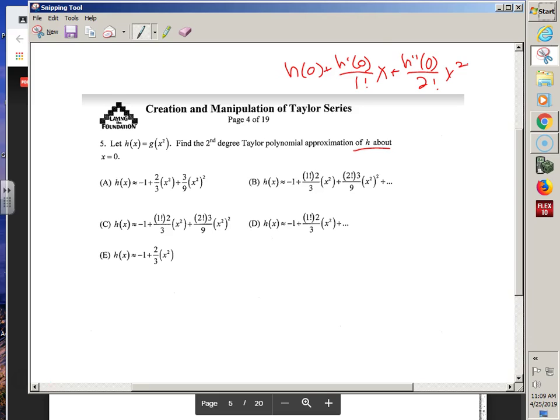H is equal to g of x squared. So shouldn't I maybe start with g? Right? Well, hold on. G of x has a Taylor polynomial as defined by what you have, right? And so if we were to do, I don't see any derivatives or integrals, so let's just go ahead and stop at the squared again. For the second degree Taylor polynomial? Okay, what did it end up being? Was it 3/9? No.